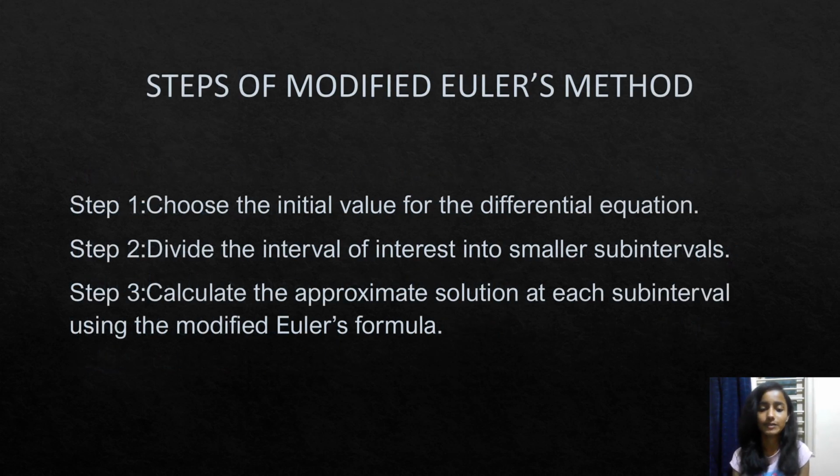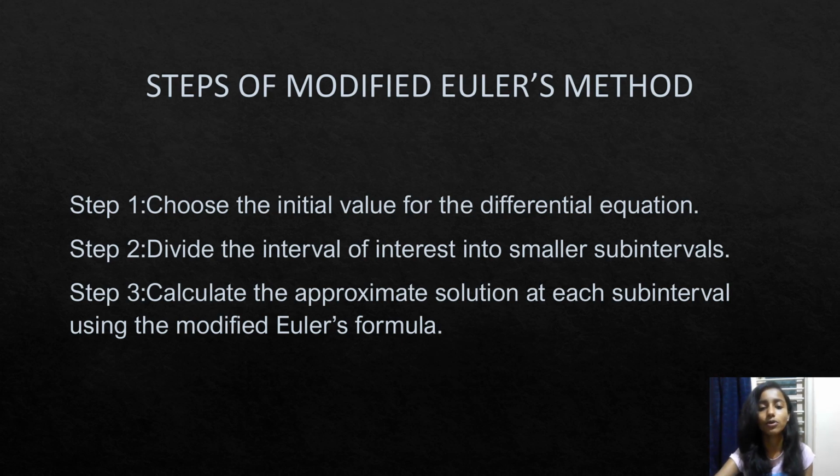Steps of modified Euler's method. This method involves breaking down the problem into smaller steps and approximating the solution at each step. Step 1 is initial conditions and step size. Begin by determining the initial conditions of the differential equation, including the initial value of the dependent variable and the initial value of the independent variable. Choose a step size h, which represents the increment at which the independent variable will be increased. The step size determines the number of steps needed to be reached in desired range of independent variable.